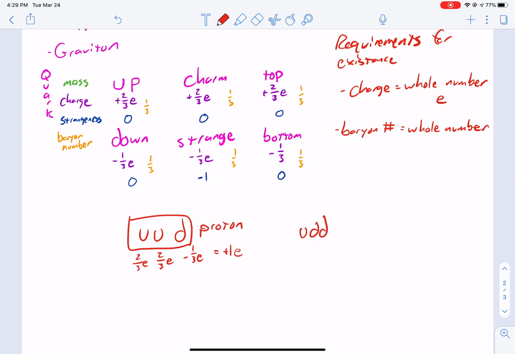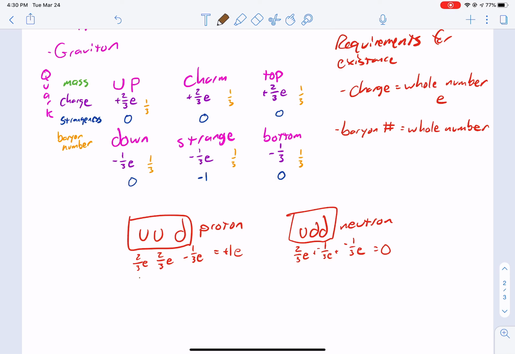We could also do something like this, an up, a down, a down. So that's 2/3 E plus -1/3 E plus a -1/3 E. So it's 2/3 minus a third minus a third. Well, that's going to equal 0 charge. And so this will be a neutron.